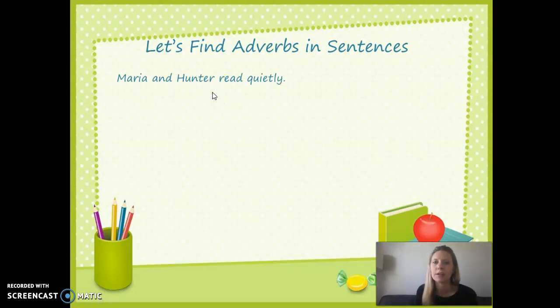Maria and Hunter read quietly. Sometimes it helps to find the verb, the action word in the sentence. Maria and Hunter read quietly. What did Maria and Hunter do? They read. Now I can ask myself, how did they read? Maria and Hunter read quietly. Quietly is the adverb. Let's try another.